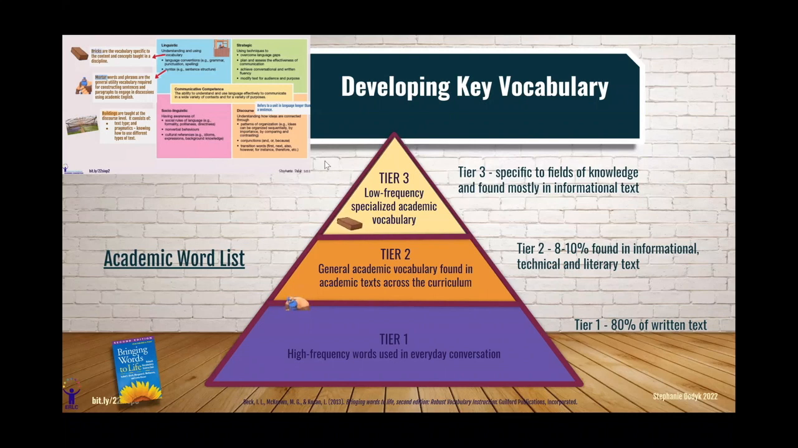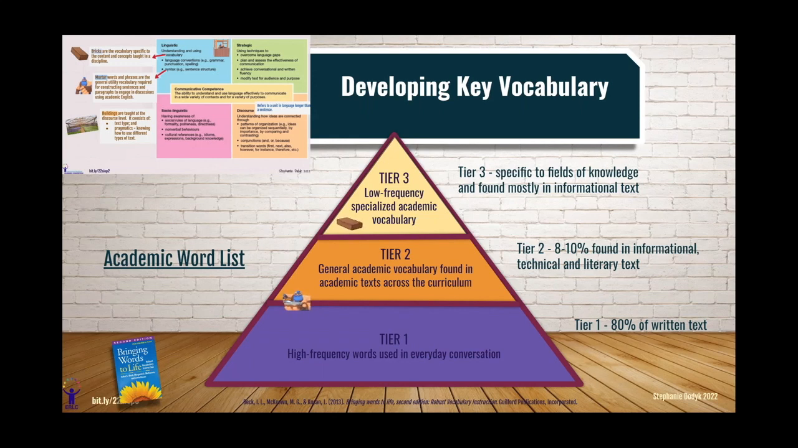And if we look at this, and probably now with our K-3 curriculum, we're all becoming more and more familiar with Tier 1, Tier 2, and Tier 3 vocabulary. Just as a refresher, Tier 1 usually makes up about 80% of written text. Those are our high frequency words that we use in everyday conversation. Our Tier 2 words are the 8 to 10% of informational, technical, literary text.